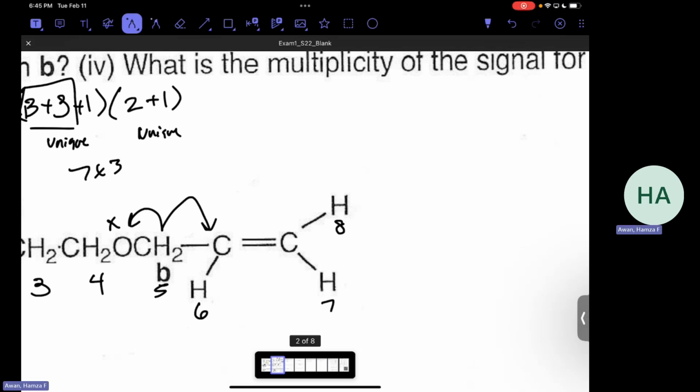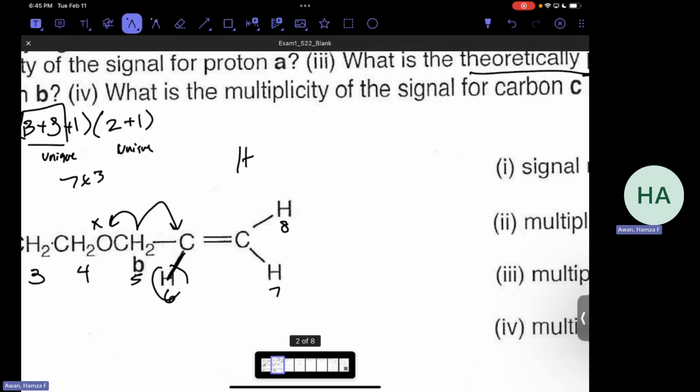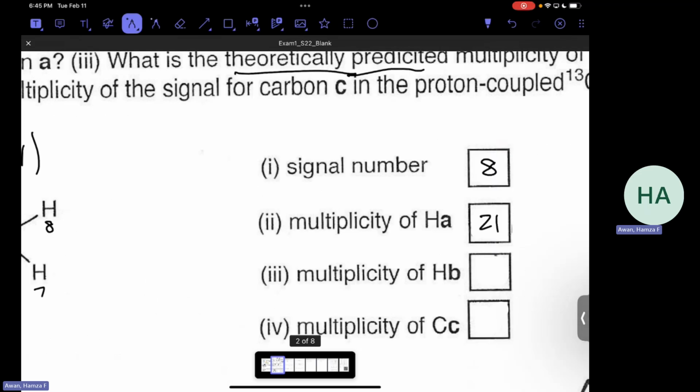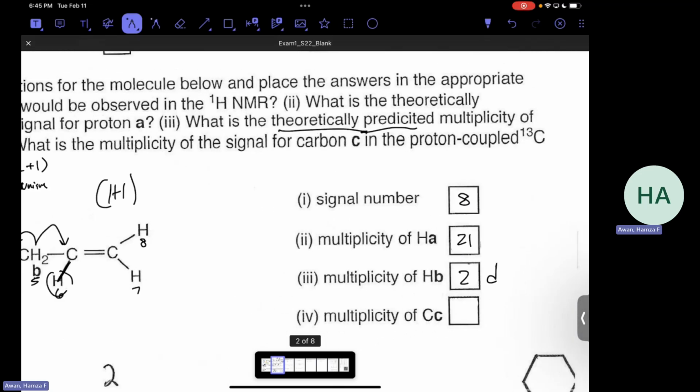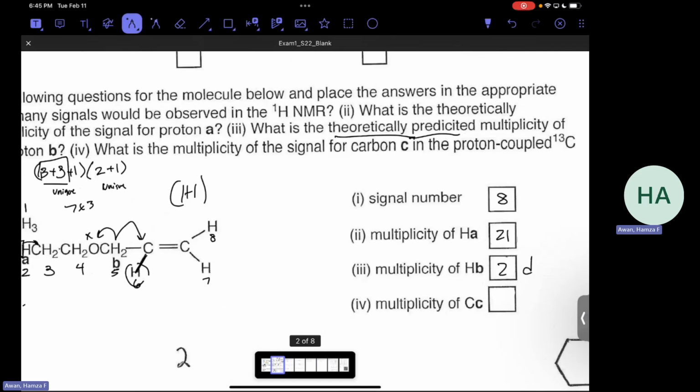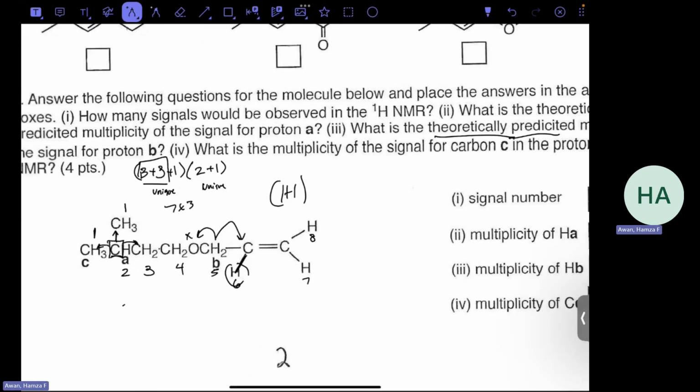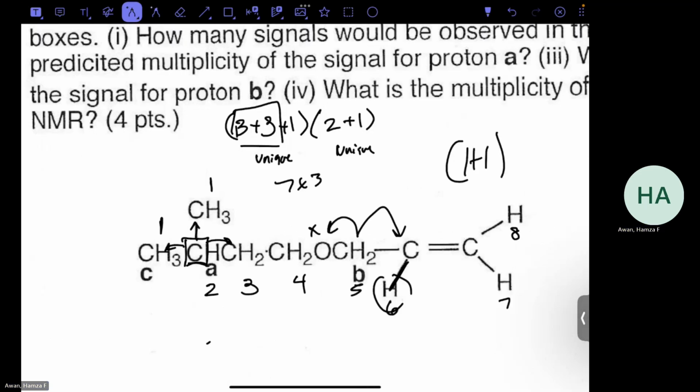Now we look to the right, and this carbon is only attached to one other carbon, right? So this carbon is just going to be a 1 plus 1. And so it'd be a doublet, so 2. You can also write D for doublet if you wanted to. I think it's just better if you guys just put that number. I think it's easier for everyone.